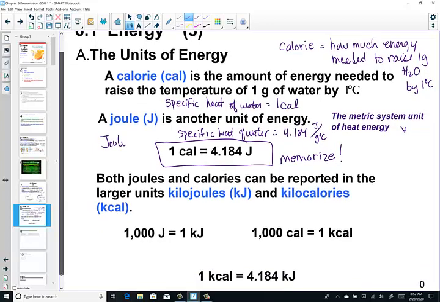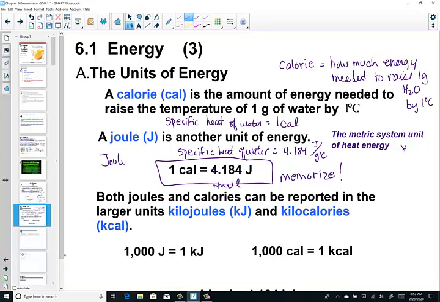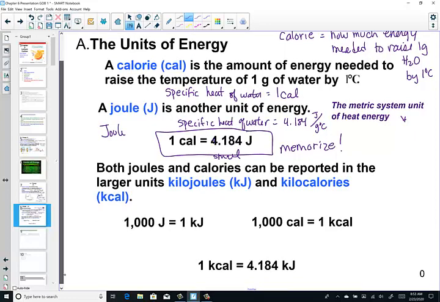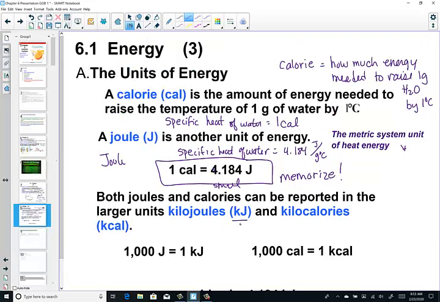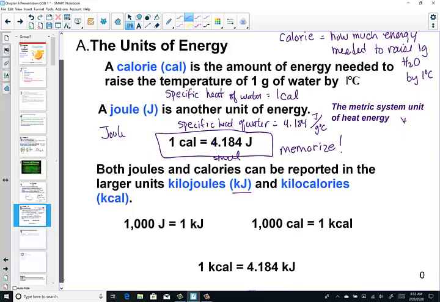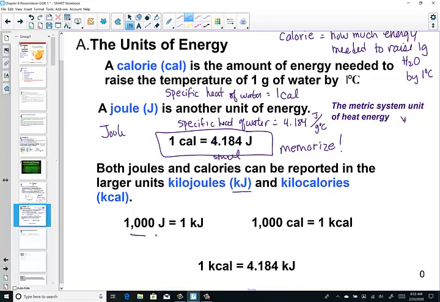So both joules and calories can be reported in larger units. These are actually kind of small calibrations. When I say 1 calorie, it's kind of a small number. So joules and calories are more often reported out in kJs, kilojoules, and kilocalories, kcals. Thinking that through, we know that kilo means 1,000. So it takes 1,000 joules to equate to 1 kilojoule, and 1,000 calories to equate to 1 kcal, a kilocalorie. And so we can equate these two as well. A kilojoule and a kilocalorie would have the same conversion as a calorie to joule. 1 kcal is equivalent to 4.18 kilojoules, kJs.